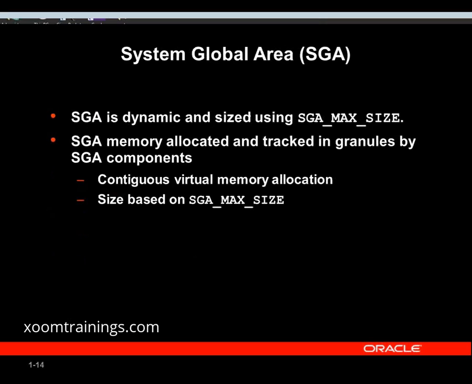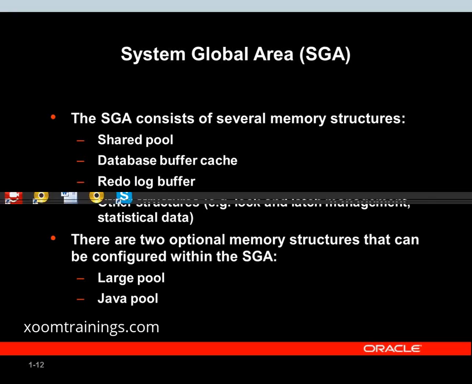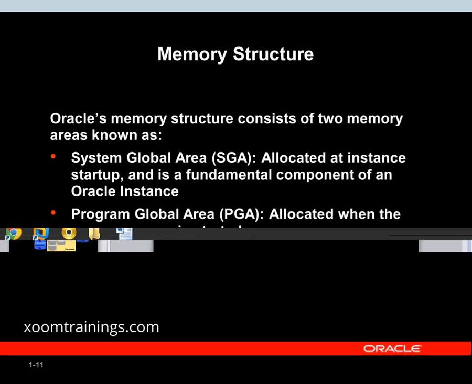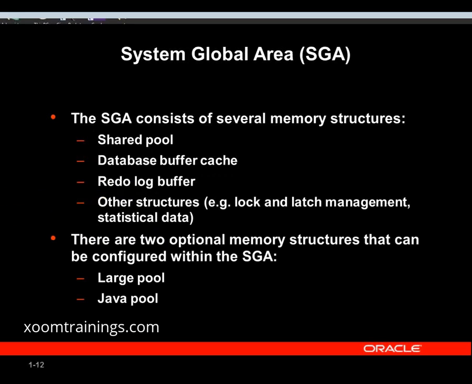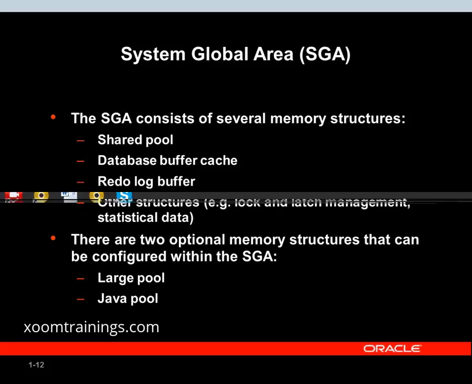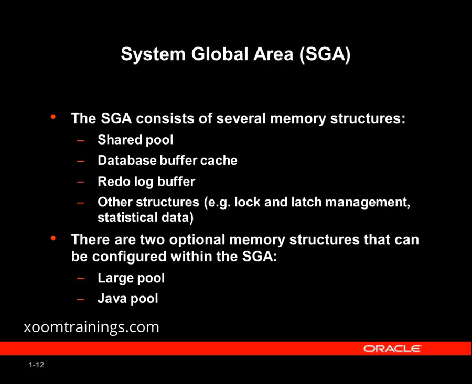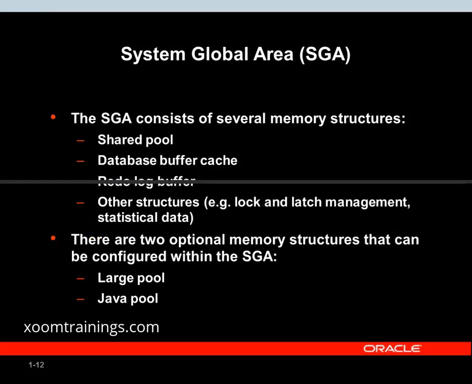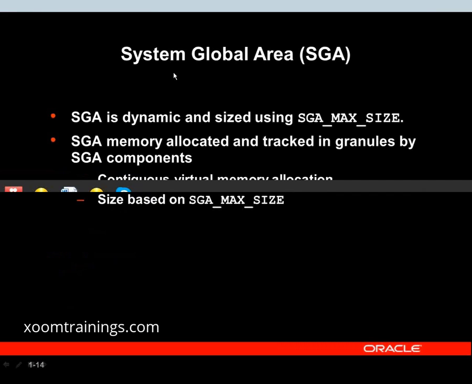Okay. Now, what exactly is the memory structure? As I said, SGA and PGA. Now what is the SGA exactly? The shared or system global area is loaded in memory when the database starts, or when the DBA starts it manually. The SGA consists of several components that I mentioned: shared pool, database buffer cache, log buffer, and other structures, such as the large pool and Java pool. I'll explain them one by one.